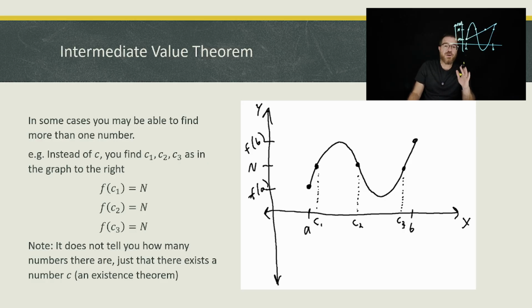Now, note, this intermediate value theorem does not tell you how many times you will cross, just that you will have had to have crossed at least once. So it's sort of like a proof of existence. There exists somewhere in this interval where it has to be true that this outcome exists.